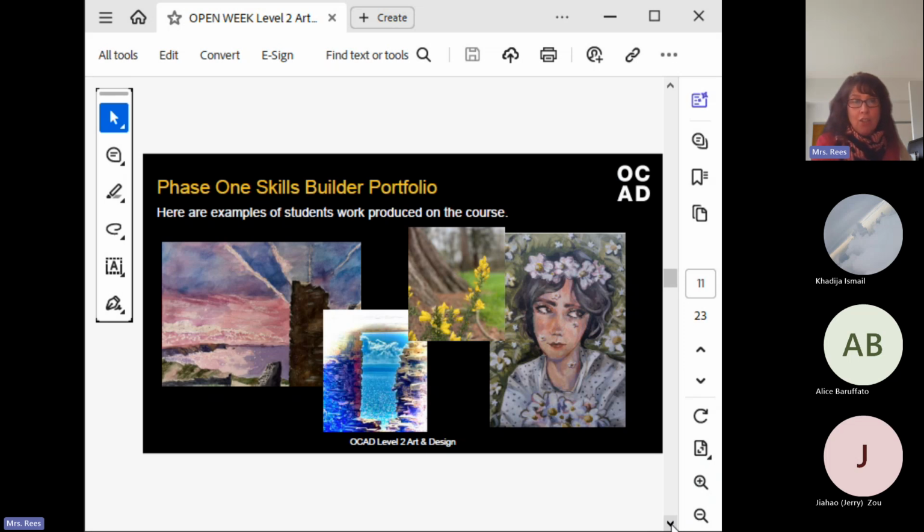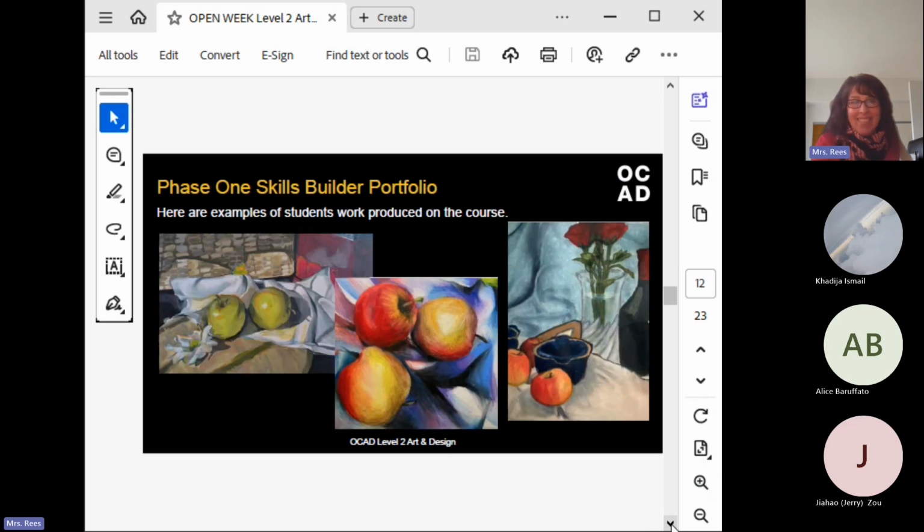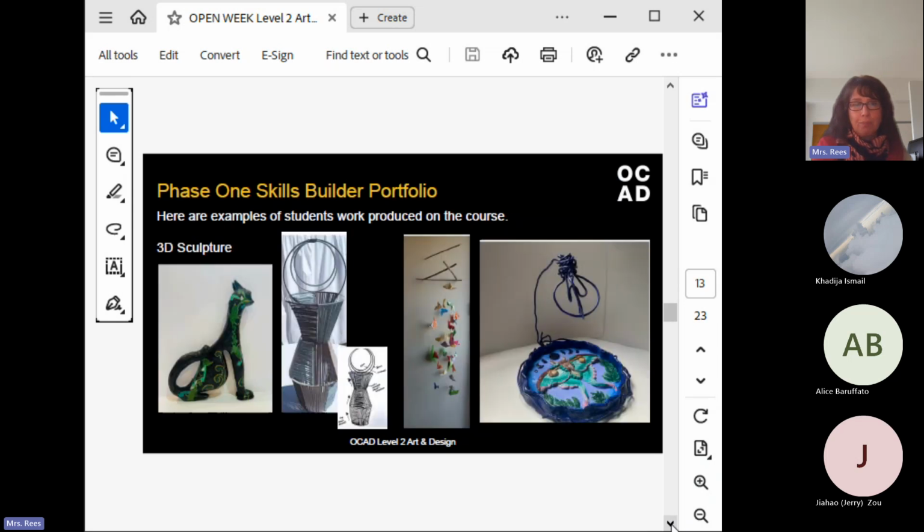So a whole range of skills, techniques, processes are covered in phase 1. Again, we look at Paul Cézanne. Some of these are from the idea of Paul Cézanne, others are still life, but some fantastic work. And all of this is putting them in a good place ready for phase 2.